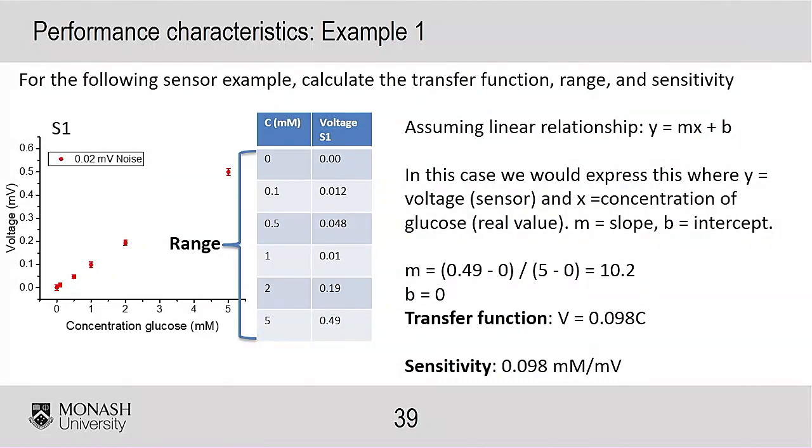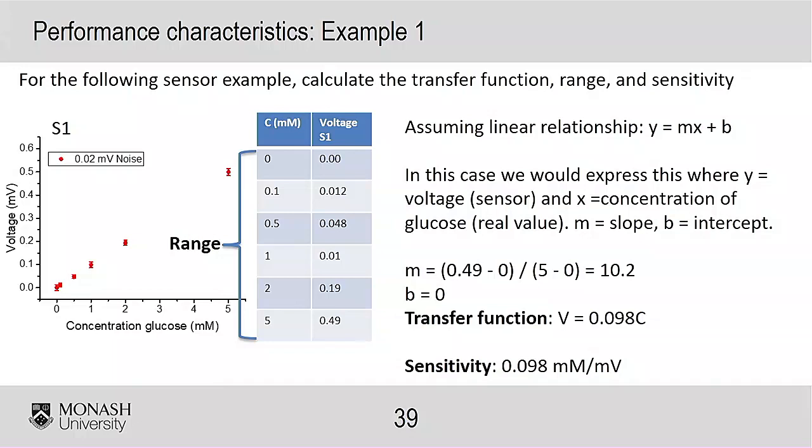We calculate the slope. We know what the change of y over the change in x is, so we can work out our transfer function. It's fairly simple. The voltage equals 0.098 times the glucose concentration. In this case, our sensitivity is really just the slope of the line here, so 0.09. In this case, we're going to put units on it, millimolars per millivolt. So that's the sensitivity of the sensor.